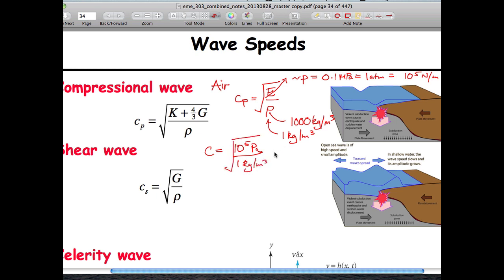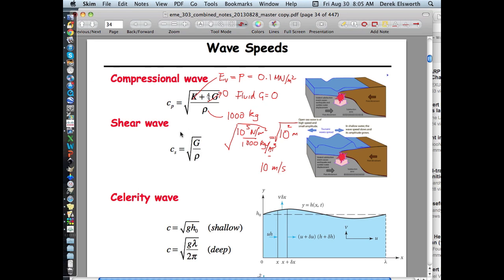Square root of that is basically square root of 10 to the 5. And the square root of 10 to the 5 is the square root of 10 times the square root of 10 to the 4, right? Which is about equal to 300 meters a second, which is exactly what the speed of sound in air should be. So, the previous calculation, you should have stopped me. It's not the density of water, it's the density of air that, of course, you have to use for this. So, I was confusing myself.